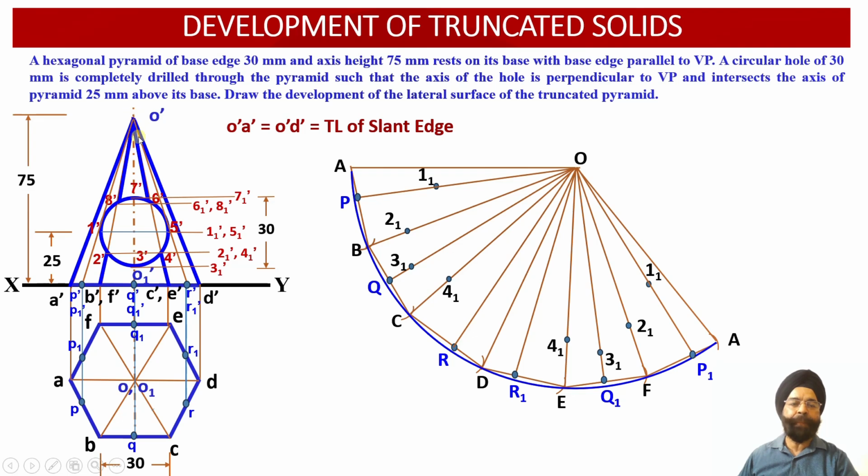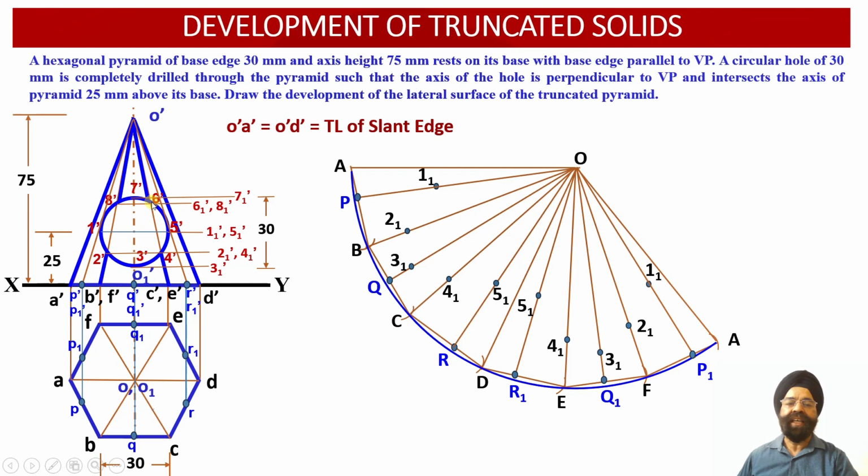So 5 dash point happens to lie onto the slant generator O dash R dash and O dash R1 dash. So here we have got OR, here we have got OR1 over here. So now corresponding to point 5 dash, the true length of the distance will be O dash 51 dash over here. So we'll measure the distance O dash 51 dash, mark it onto OR and OR1. So the points 5, 1 will be obtained, one in the front face, one in the rear face corresponding to this hole over here. Next point of intersection happens to be point 6 over here.